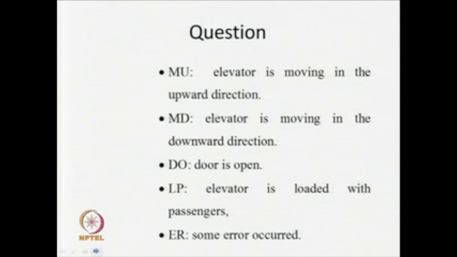In this case, I am coming up with 5 signals. One is MU, which means the elevator is moving in the upward direction. MD is another event, meaning the elevator is moving in the downward direction. So, these signals indicate either the lift is moving upward or moving downward. DO is door open. The door can be in either of 2 conditions, open or closed, so I can identify one signal as door open. LP means the elevator is loaded with passengers, and ER means it has gone to some error condition, some error has occurred. So, we have identified these 5 control signals. These are atomic propositions, which are either true or false.